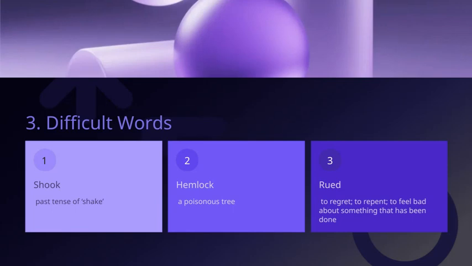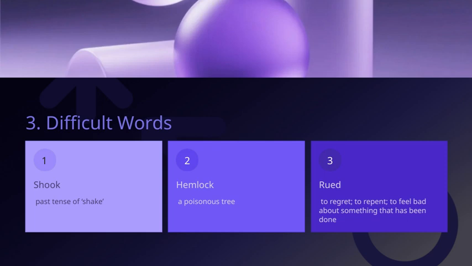Now, let's look at some difficult words that can sometimes cause confusion. First, we have the word to regret or to repent, which means to feel bad about something that has been done. It's a feeling of wishing you could change the past. This is important because understanding emotions like regret helps us communicate better about personal experiences.